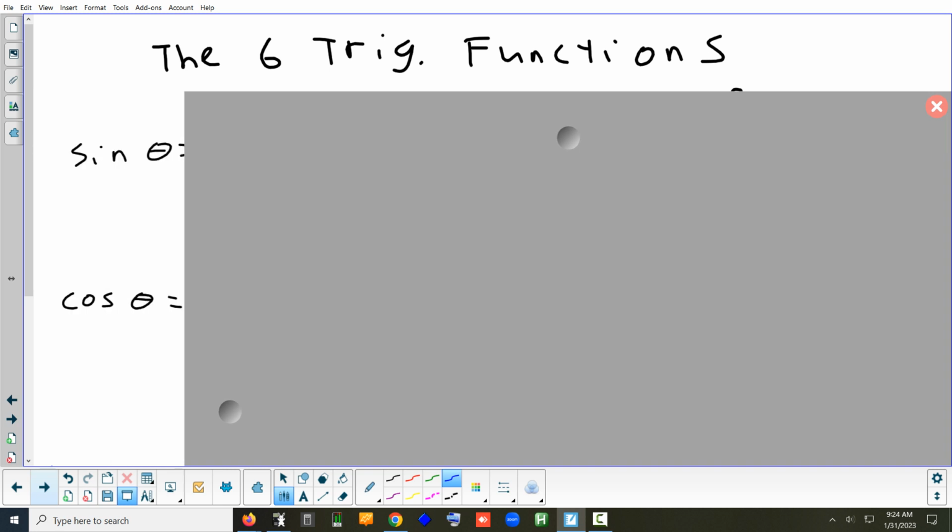So each trig function that we're going to look at is a fraction of 2 sides in the triangle. There are three different sides to pick from. Opposite, adjacent, and hypotenuse are the names that we're going to use. I'll explain what opposite and adjacent mean. Let me give you the definitions first, and then I'll explain.